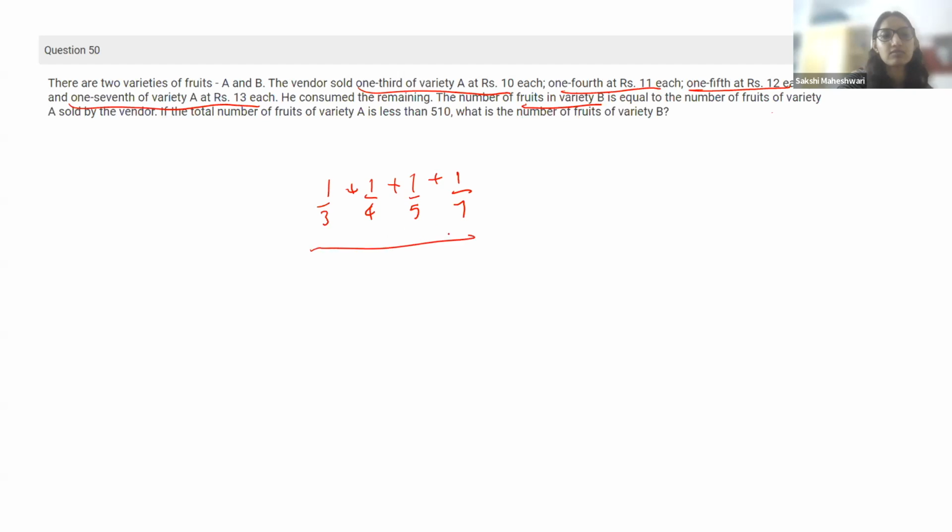is equal to the number of fruits sold, equal to this. And then the minimum number of fruits can be the multiple, like the LCM. Minimum, like the total number of fruits in category A sold by the vendor. The fruits in category A sold equals a multiple.